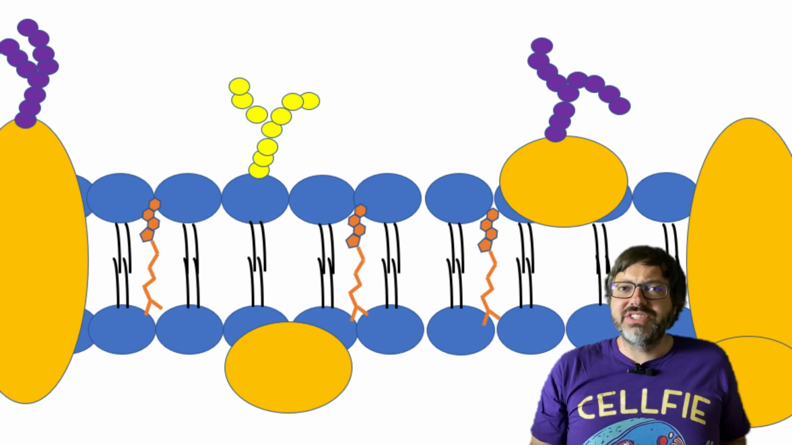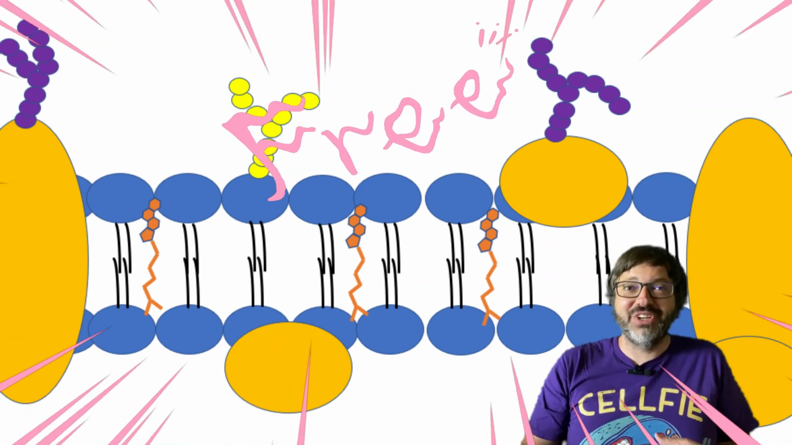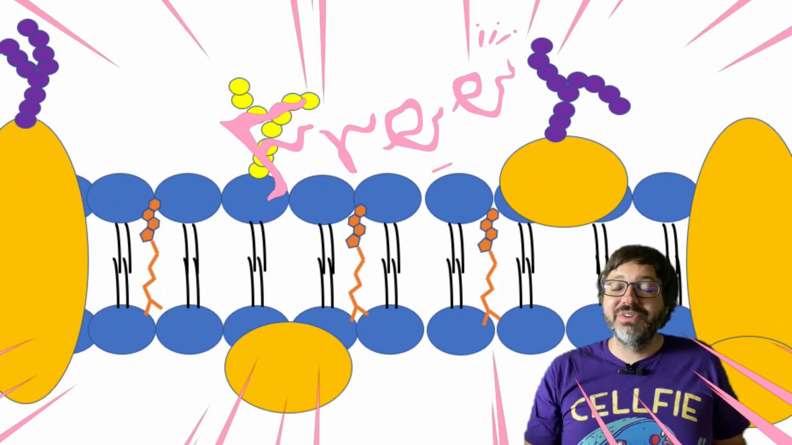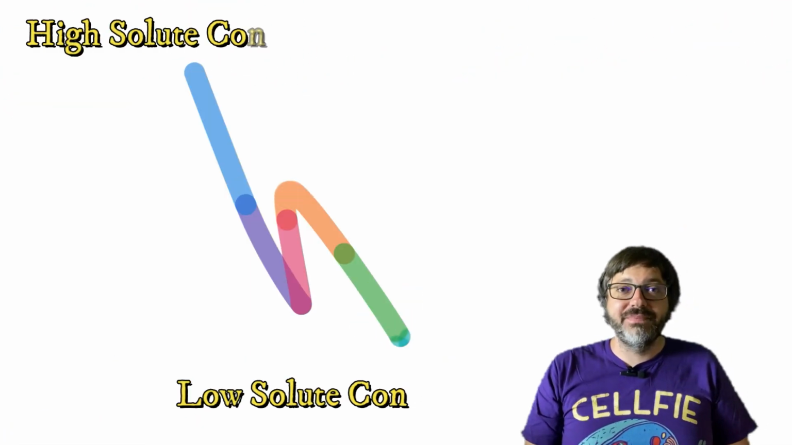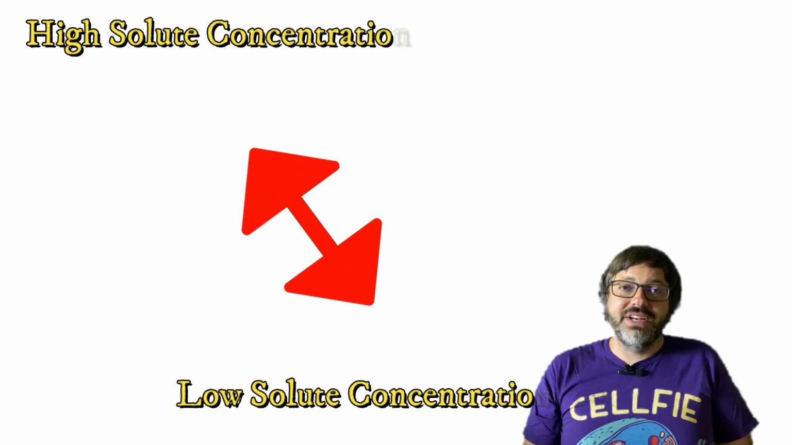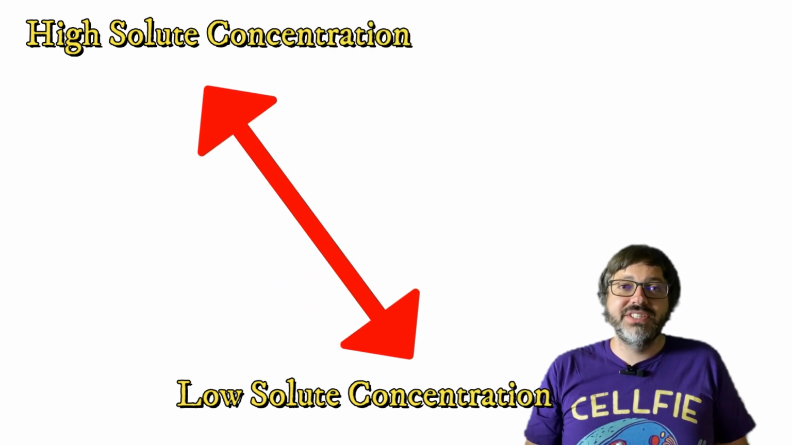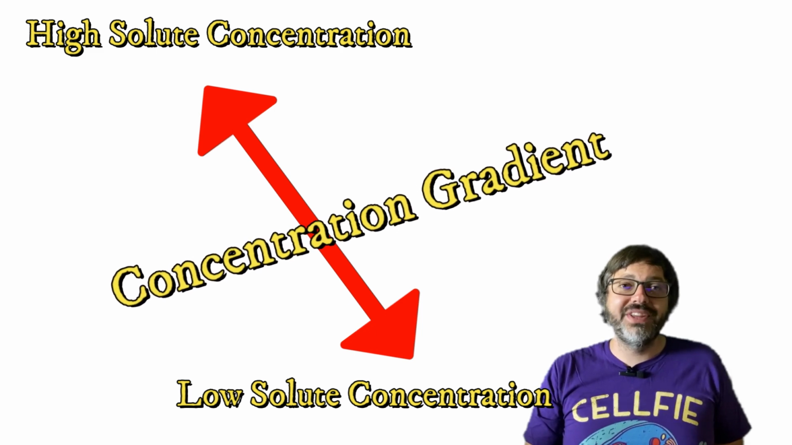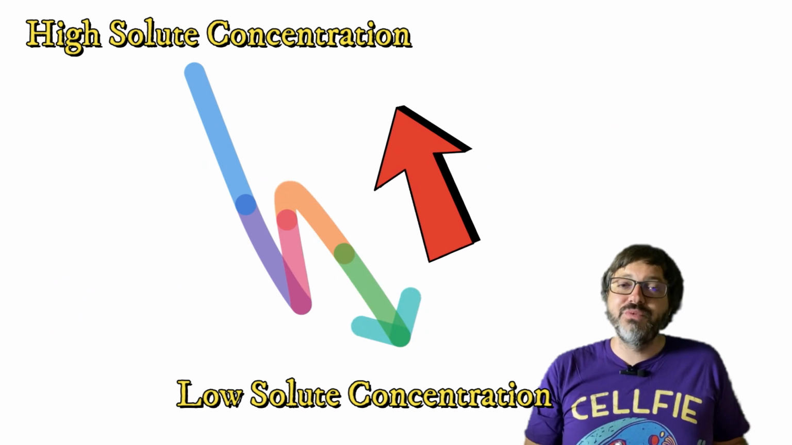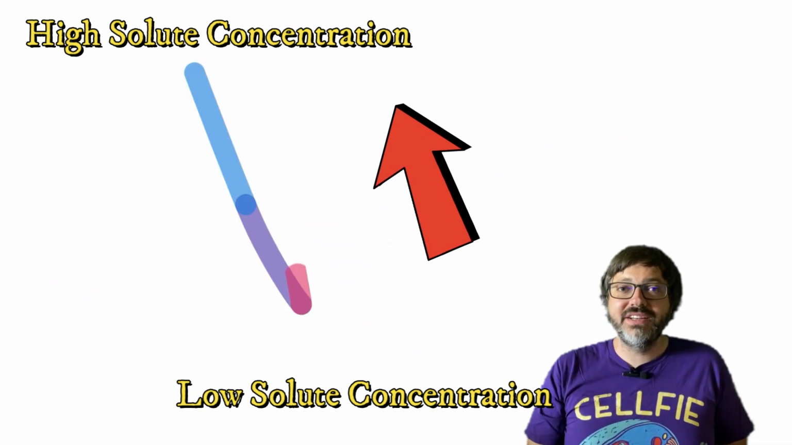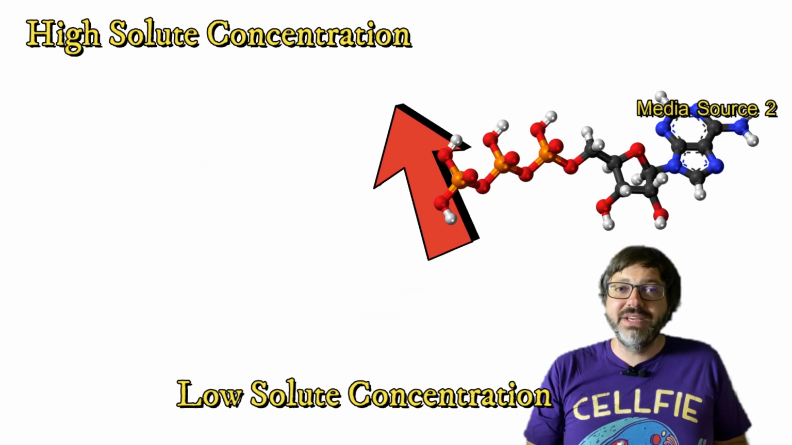The good news is that selective permeability costs the cell nothing, provided that materials move from an area of higher concentration to lower concentration. The physical space between areas of different concentrations of a given substance is called a concentration gradient. And sometimes materials need to move against the concentration gradient, and this requires ATP.